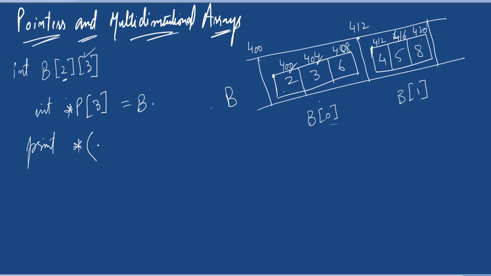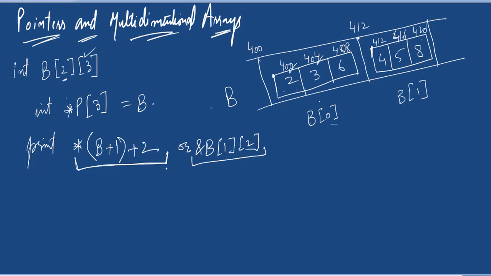Now if I am going to print asterisk of B plus 1 plus 2, what is it going to return? Or we can also write address of B of 1 and 2. This is going to print what this is going to print. This actually is the same. This and this will print the same thing. I will show you how.